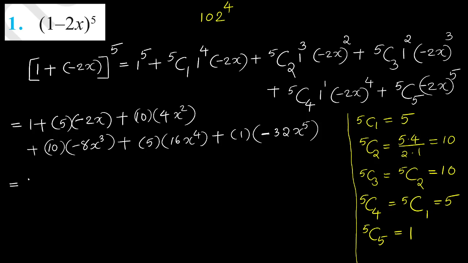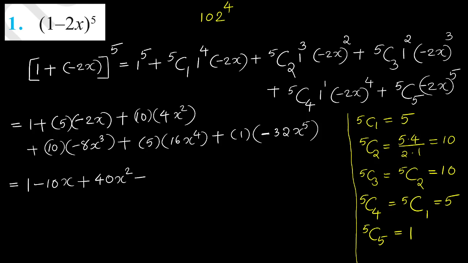The next step will be 1. Let me complete. 5 into minus 2, 5 into minus 2 is minus 10x. 10 into 4 is 40x square.